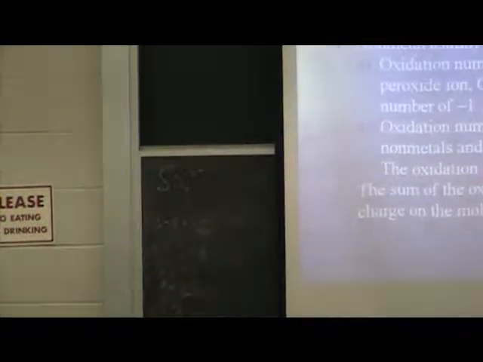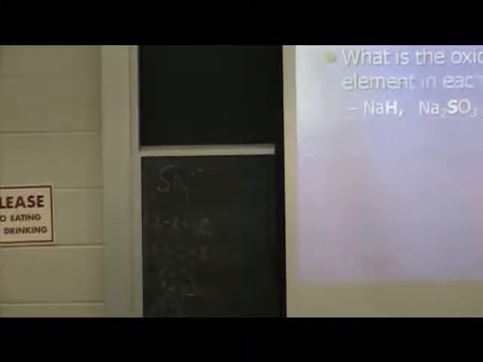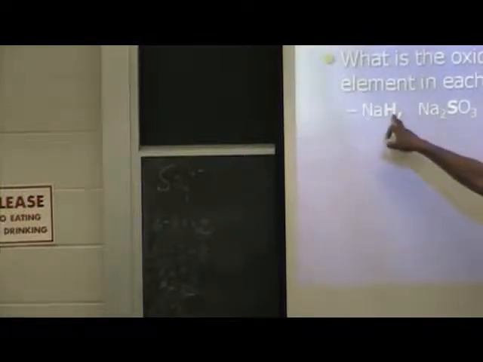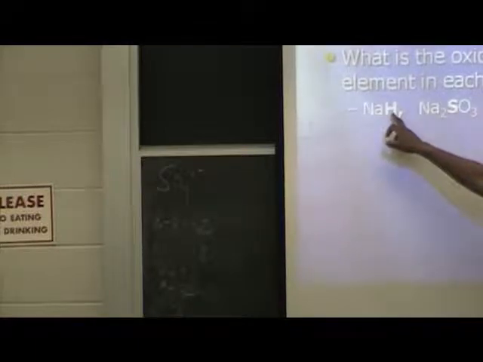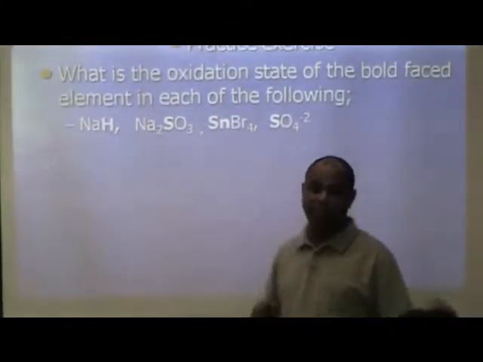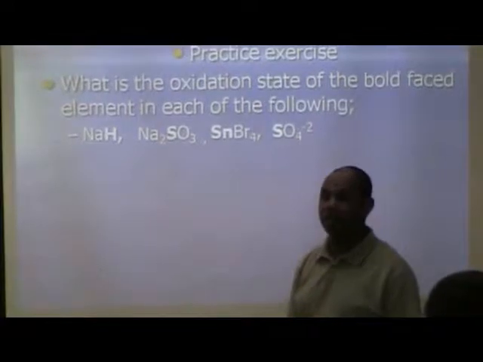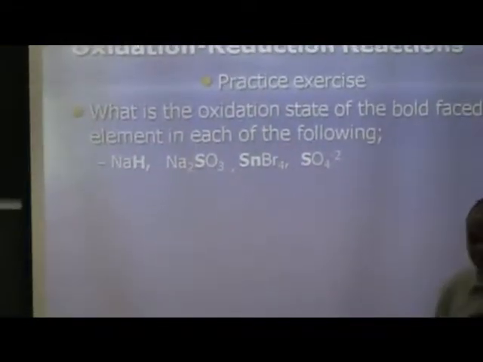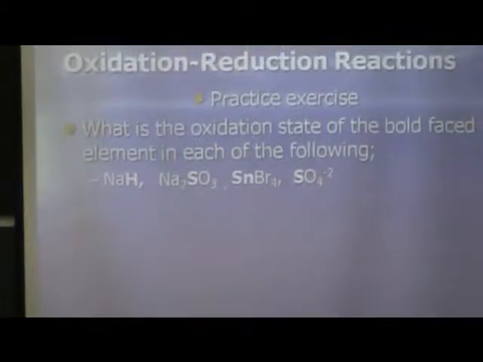Okay, I can give some examples that maybe can help you understand a little more about the oxidation numbers of some ions. Let's go back here. The question is, what is the oxidation state of the bold-faced element in each of the following? NaH. The bold-faced is hydrogen. What's the oxidation number? Minus 1. Why is it minus 1? Because sodium is a metal. When hydrogen is reacting with a metal, the oxidation number is going to be minus 1.